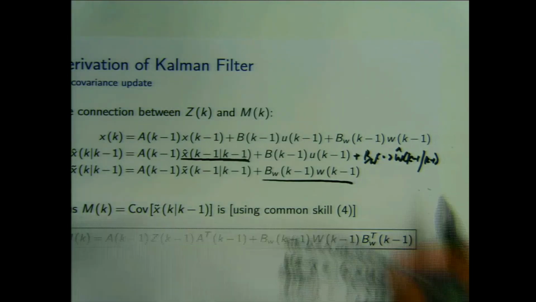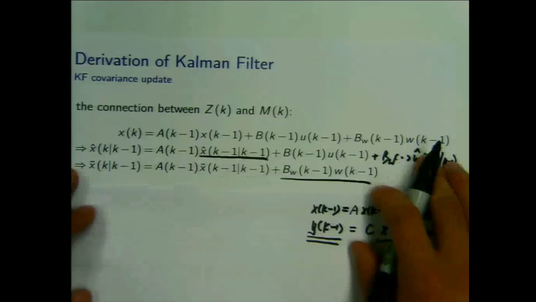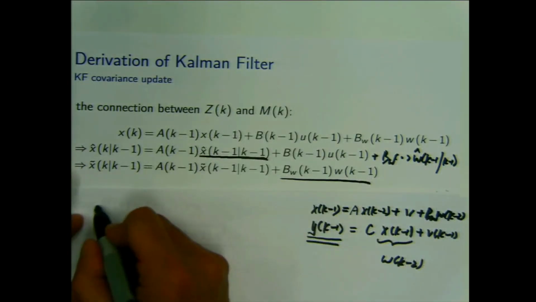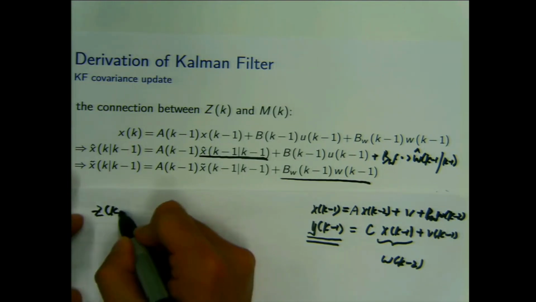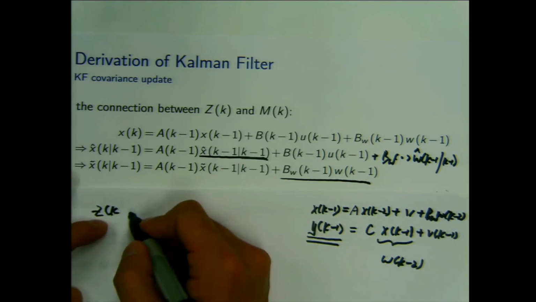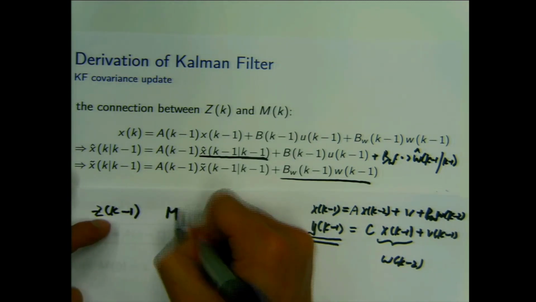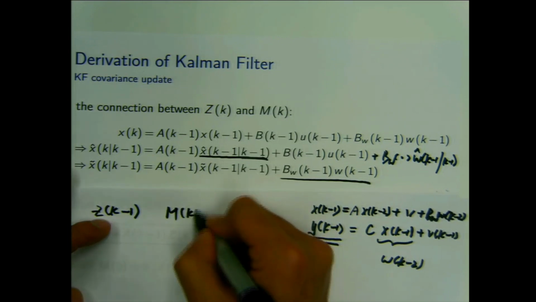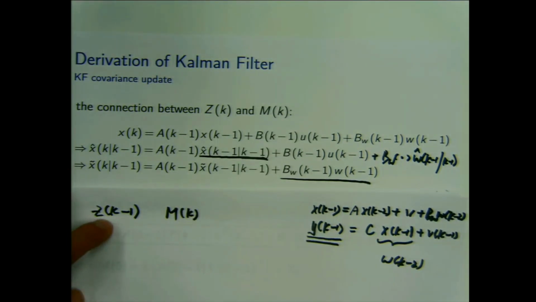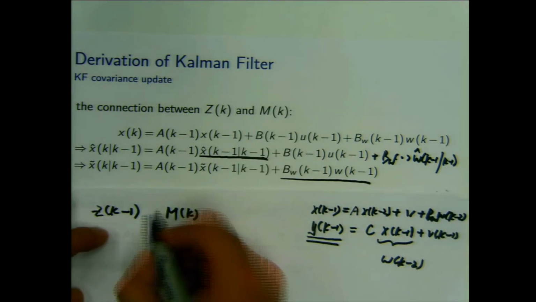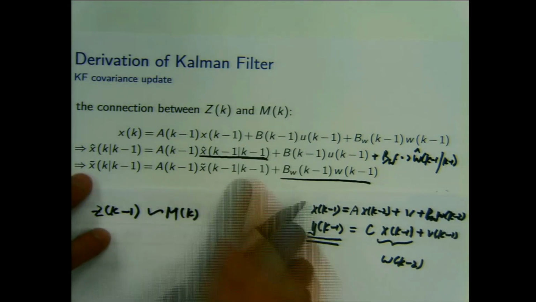Now, using this, can you tell me what's the relationship between z k and m k? Let's see. I think I'm using z k minus 1 and m k. Let me check. Yeah. What's the relationship between these two by looking at this equation here?